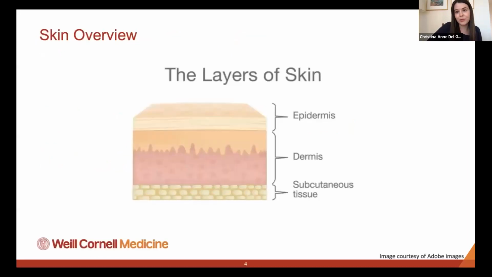So starting with a brief overview of the skin. The skin is made up of three main layers. The top layer is referred to as the epidermis. The second layer of the skin is referred to as the dermis. And then the layer below that is subcutaneous tissue, and that's largely fat. Most skin cancers actually arise in the top layer of the skin, which is the epidermis, and this is the layer that's exposed to the sun. And then they can invade deeper into the dermis. The way that skin cancers are treated in part depends on how far they go into the skin.